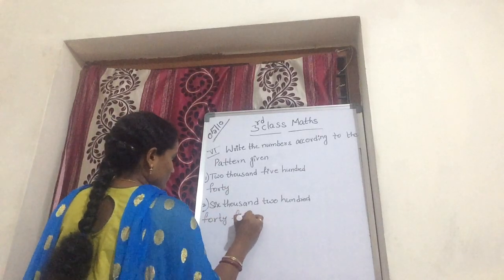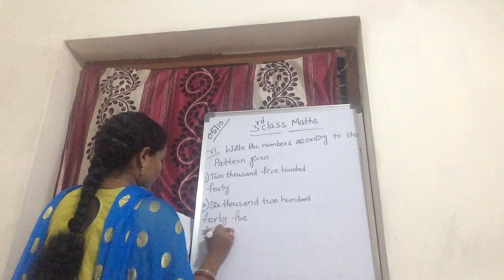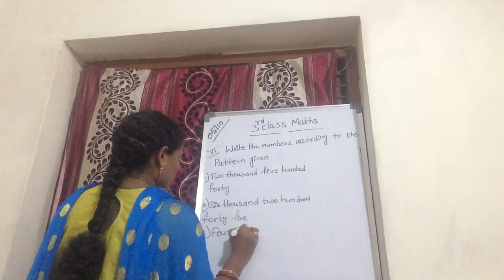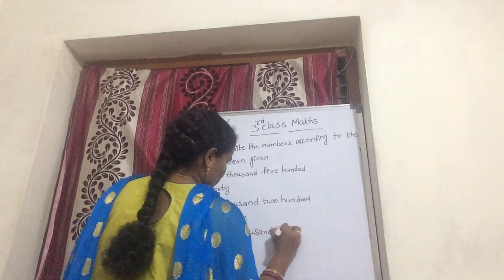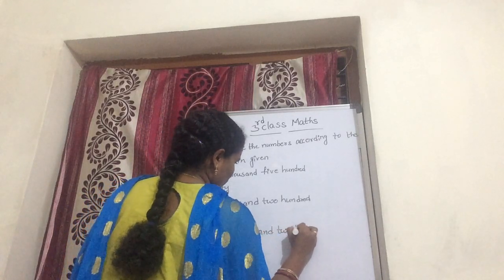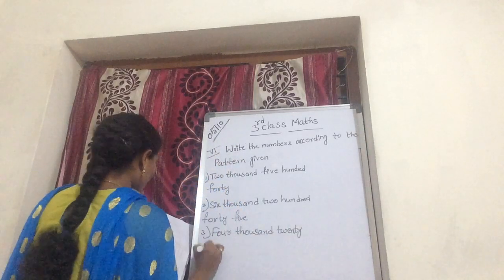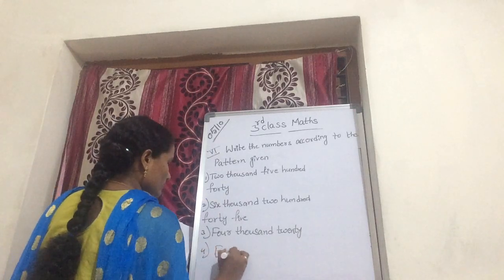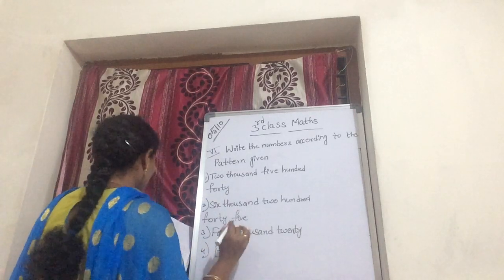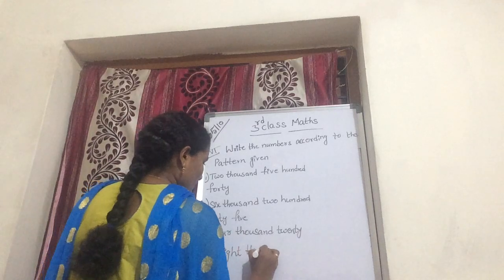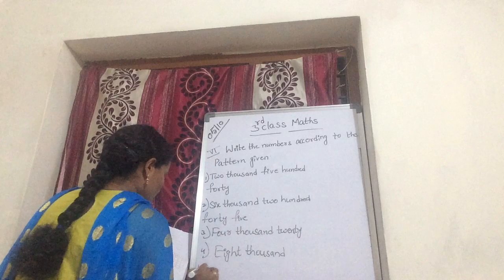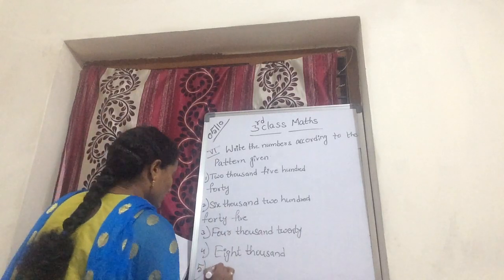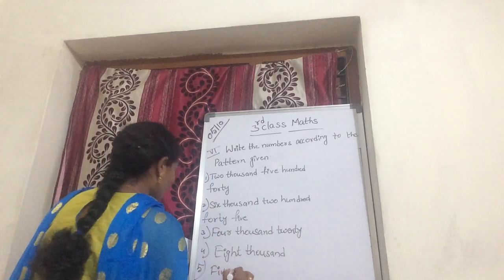6,245. Next one, 4,020. Next, the fourth one is what? 8,000. Please open your textbooks and classworks, children. Please follow in your textbook what I told you in our videos.